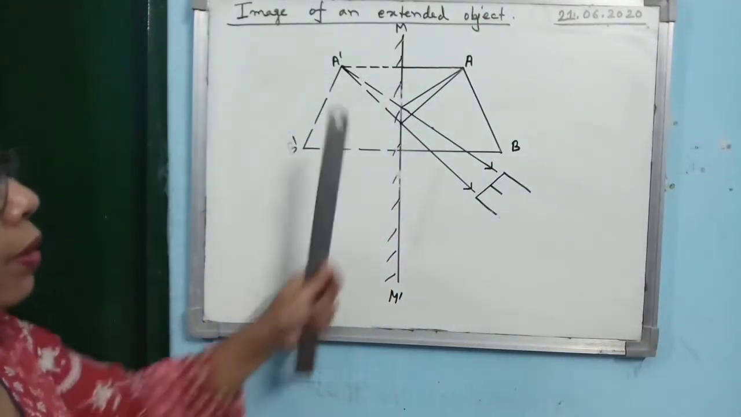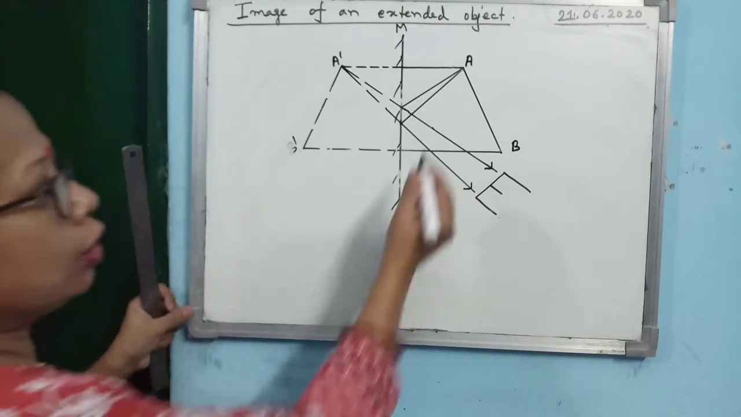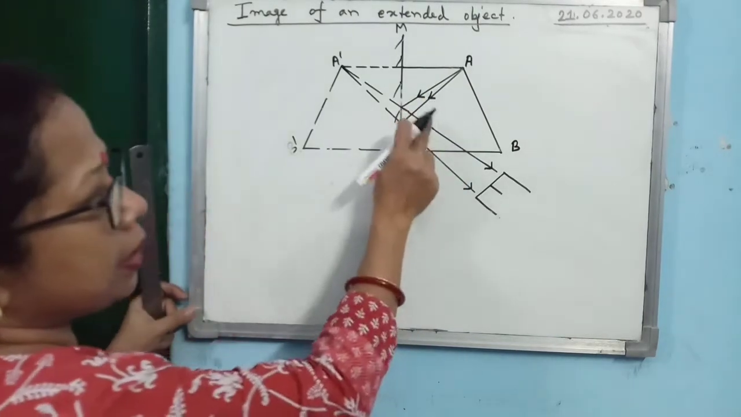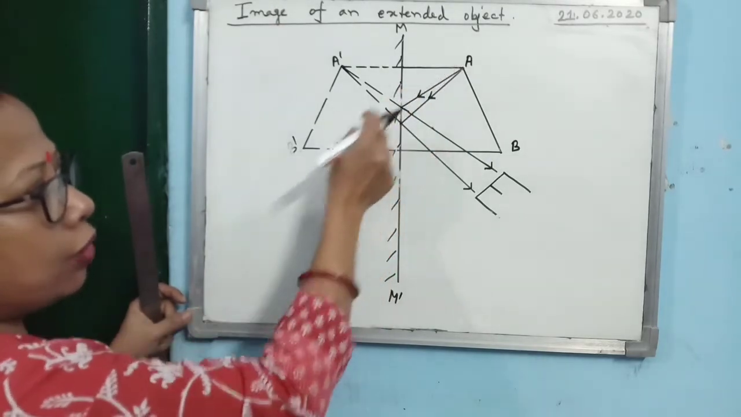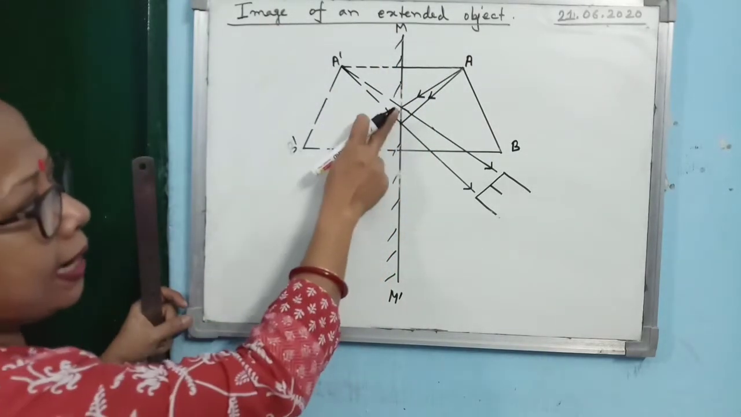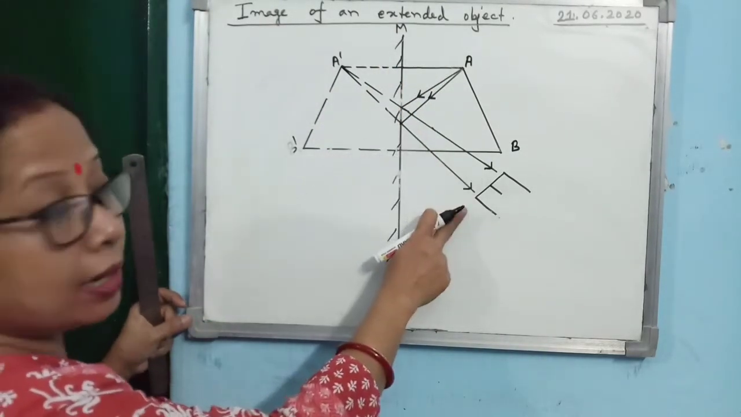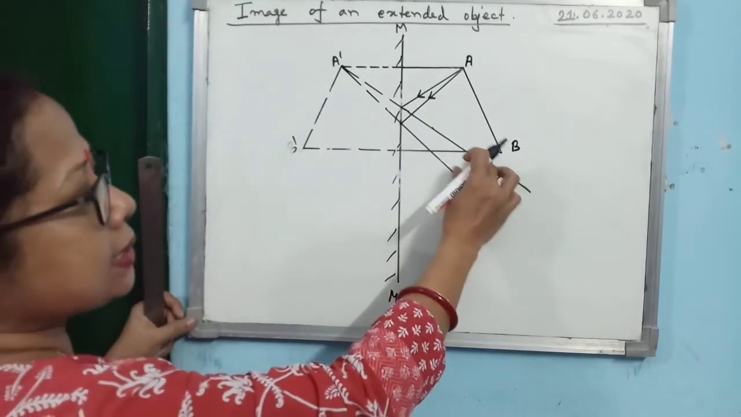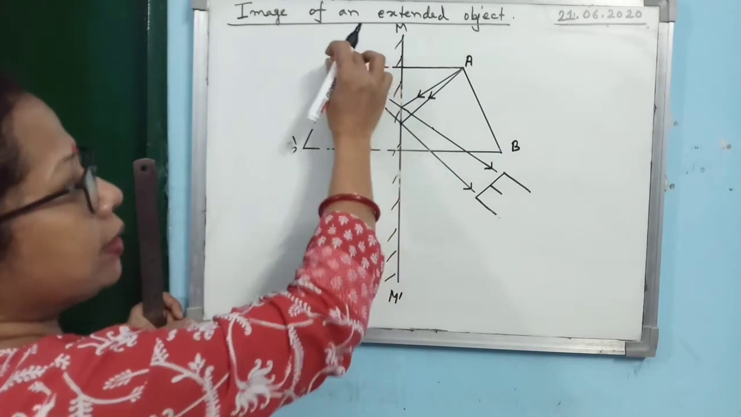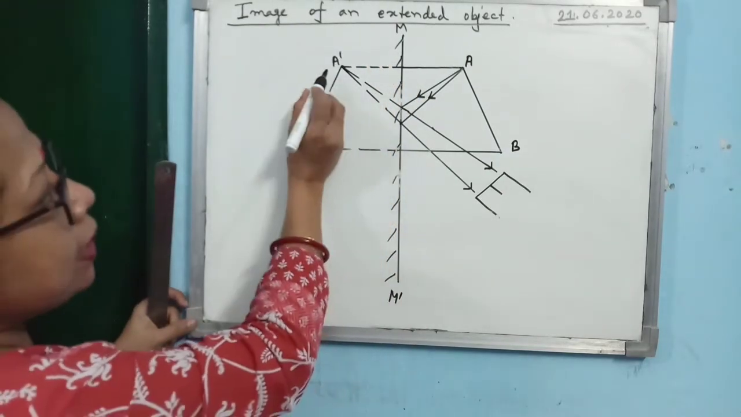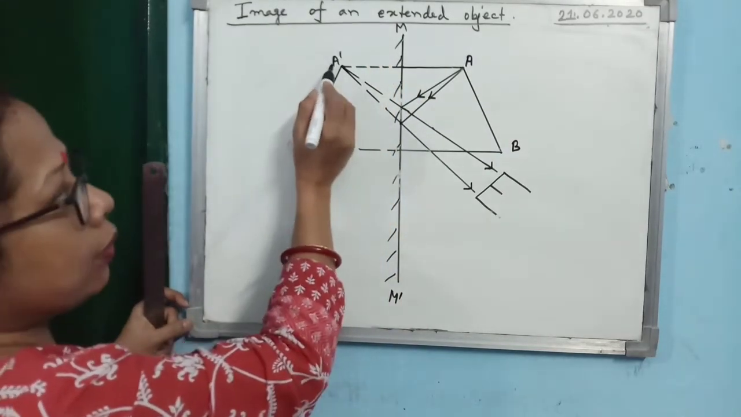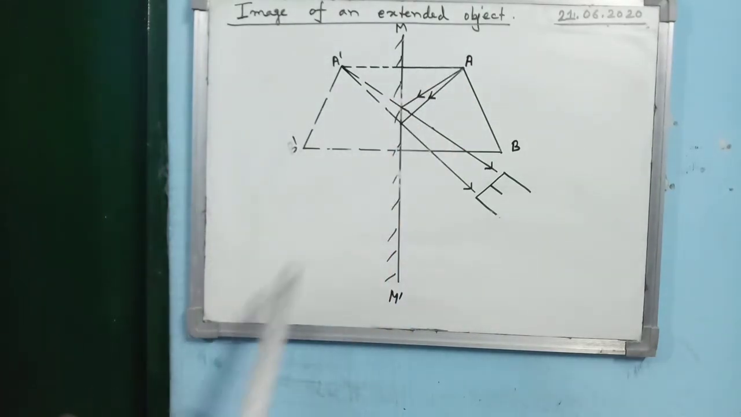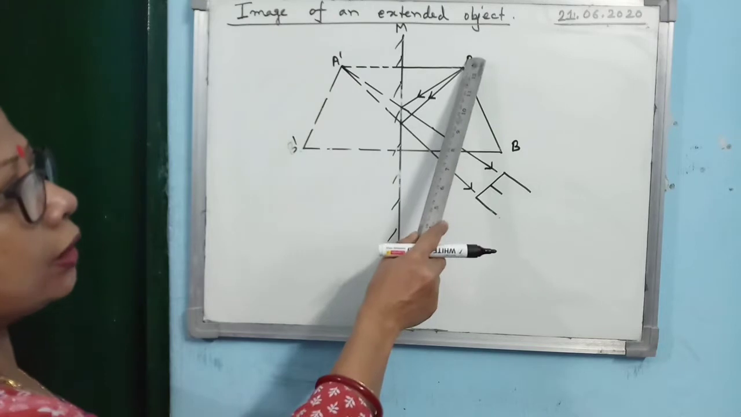Alright. Now you see the explanation. From the point A, 2 rays fall on the mirror. So give the arrows falling on the mirror, and then, suffering reflection, they are received by the observer's eye. Extending back the 2 reflected rays from the observer's eye, they appear to meet at point A dash. So A dash is the image of A. Is that clear? So this is the ray diagram for the point A.